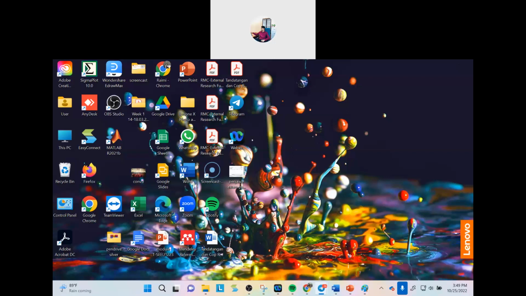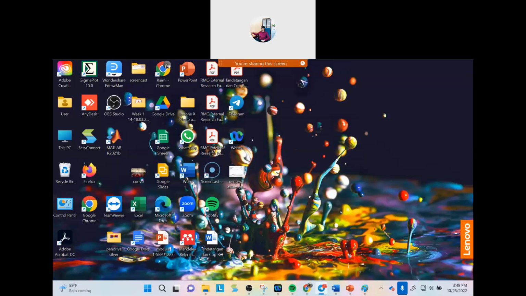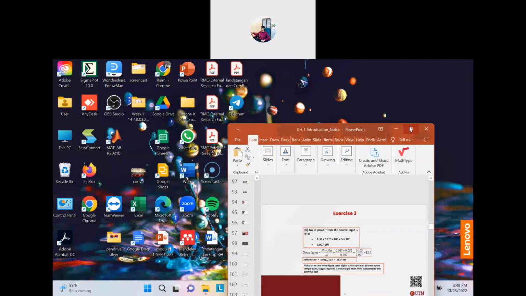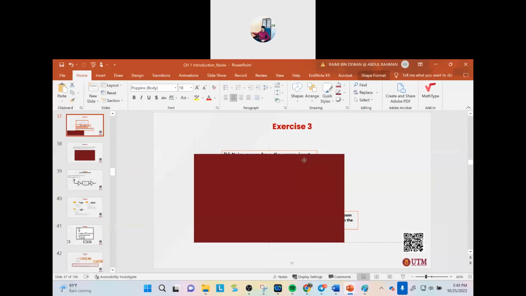Anissa has shared her answer. So it's correct, 4.9. If we round it, it will become 5. Correct, good. So we learn from our mistakes, that is good. Then we go to the next one. So this is the answer, nothing special.